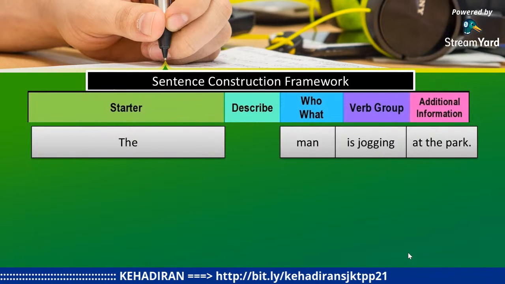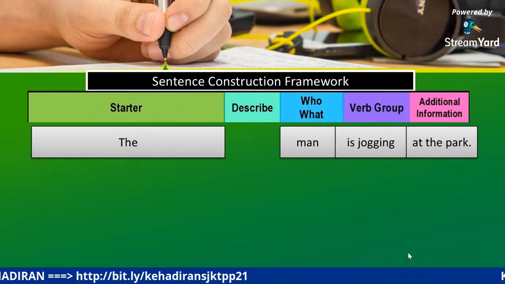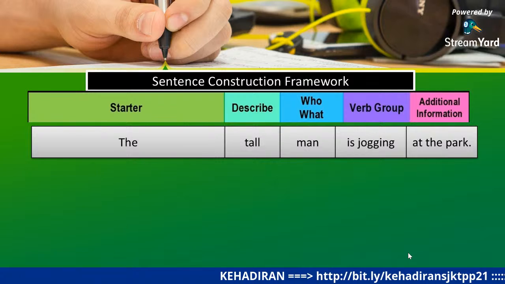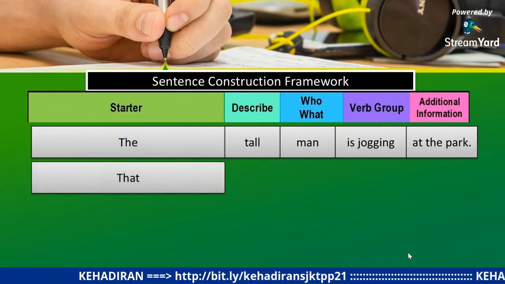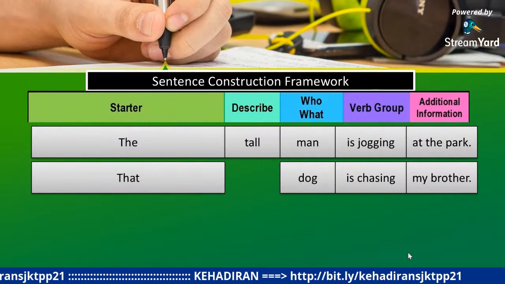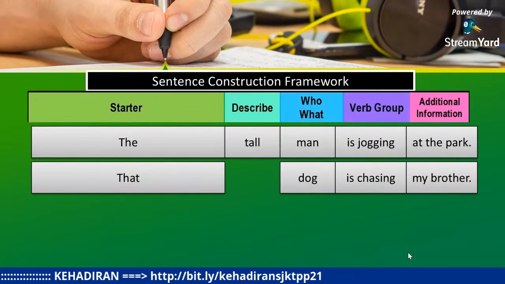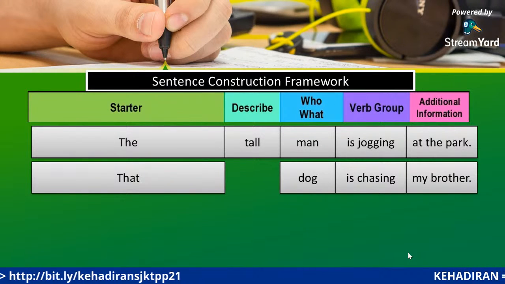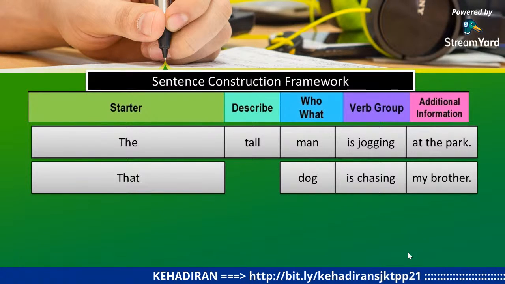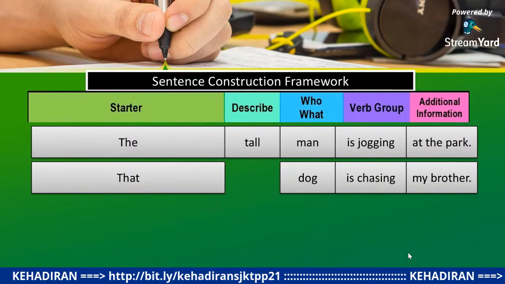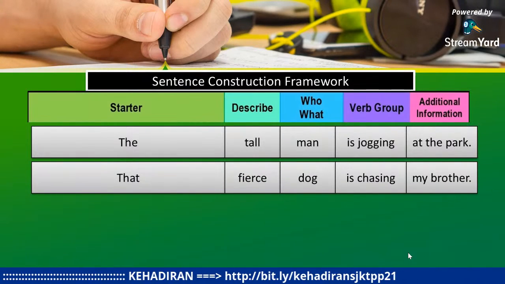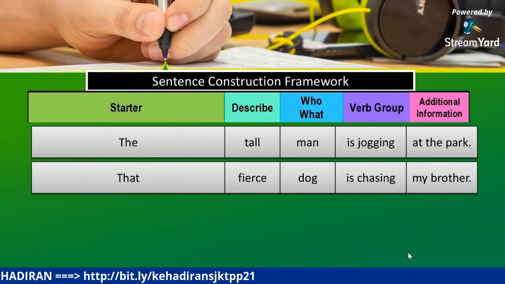But additional information will make your writing more interesting. What type of description can you put? Maybe the tall man. The tall man is jogging at the park. Second example, that dog is chasing my brother. Can you see that? I'm using that this time. My verb group is chasing. Additional information. Who is being chased by the dog? My brother. So what type of dog do you think is chasing? Probably fierce dog. Okay? It is totally optional.